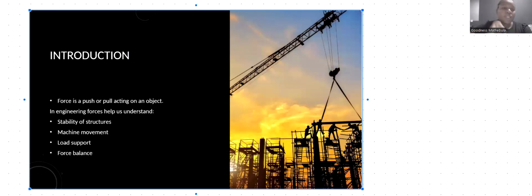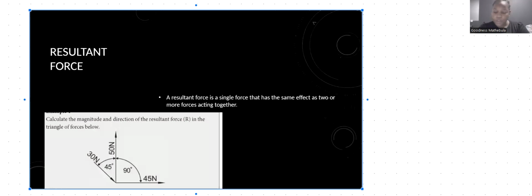So let's start with resultant force. A resultant force is a single force that has the same effect as two or more forces acting together. For example, if two people push a box in the same direction, the total push is called a resultant force. So we'll do this example. I will just explain.